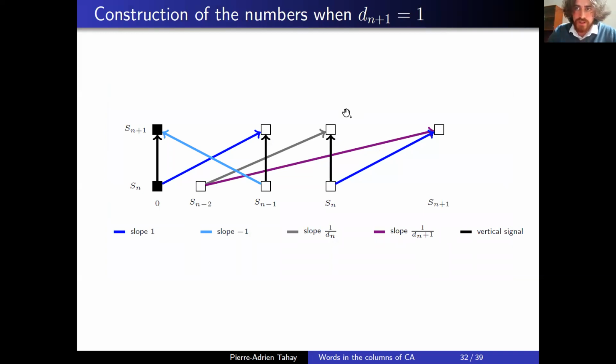So we consider two cases. The first case is when Dn plus 1 equals 1. We suppose that on the row of rank Sn, you have already constructed the numbers Sn minus 2, Sn minus 1, Sn. And by defining some signals, in fact, it's easy to calculate the slope of the signal to have the numbers Sn minus 1, Sn, Sn plus 1 on the row Sn plus 1. And after, by induction, you can restart to define the same signal of the same slope to define also the numbers of the sequence Sn.